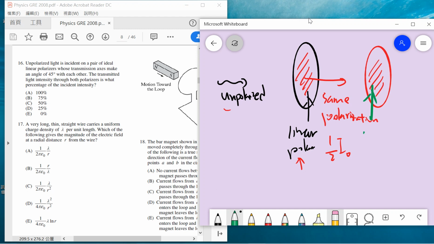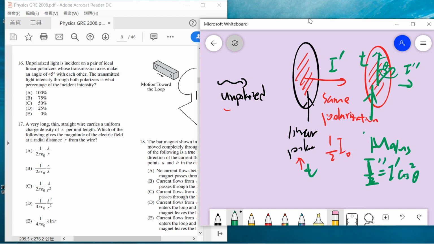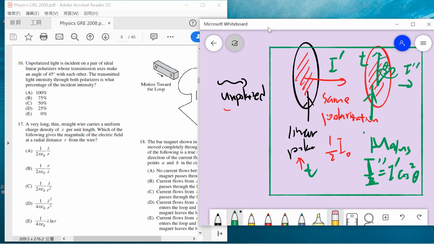And then this is another polarizer, which has an angle. If the original polarization is this, and there's an angle between them, then there's a formula called Malus's law: if this is I prime, then I double prime equals I prime times cosine squared. Okay, so this is the key point.